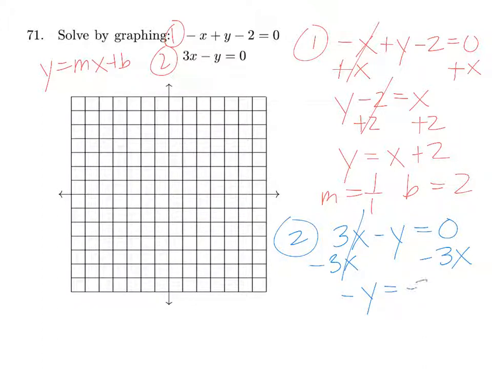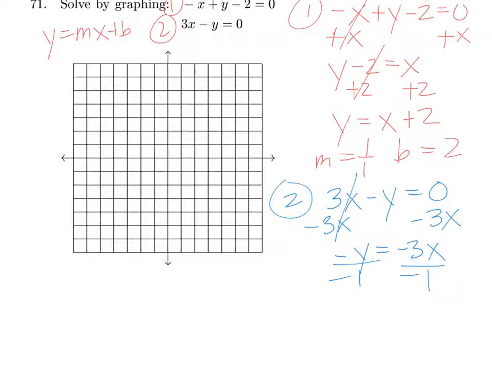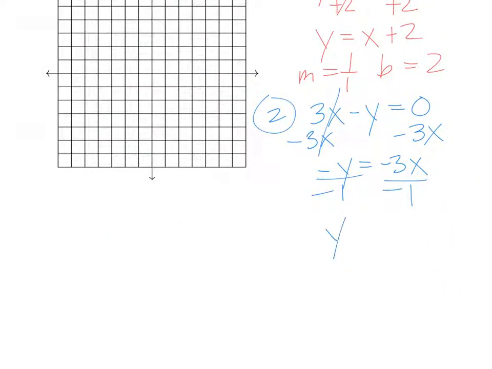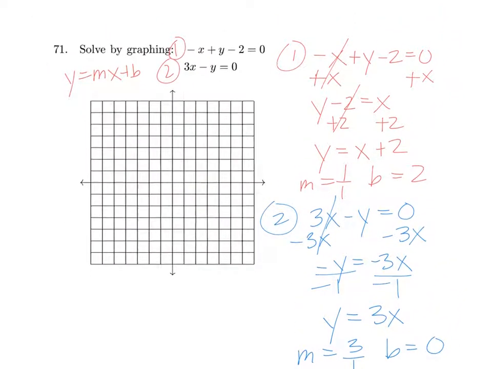Negative y equals -3x, and then divide by -1. Y is equal to 3x. So my slope here is 3/1. Y-intercept is 0. All right, let's graph these equations now.